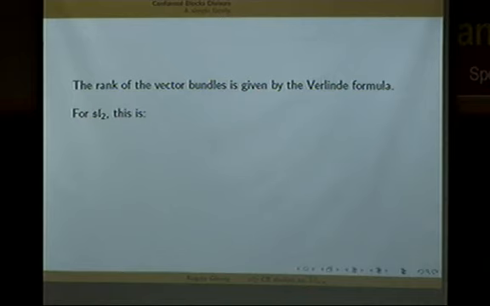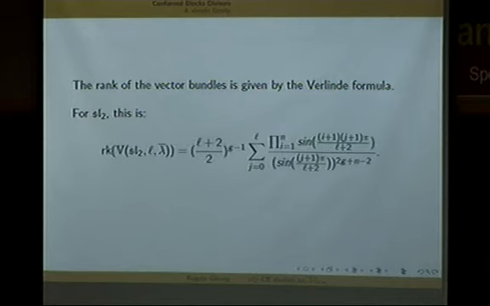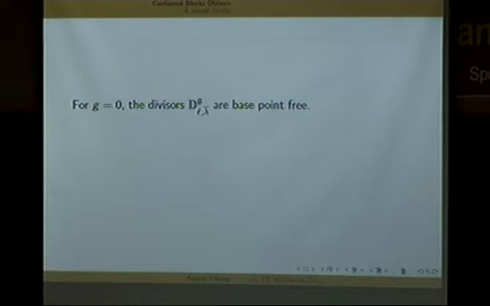So let me just show you the Verlinde formula. This is the rank of the vector bundle. It comes up all the time in the formulas for the Chern classes, for intersections with curves. But if you just work with the properties of the vector bundle or the divisors, you can get around using such a complicated formula. That's the way to go.